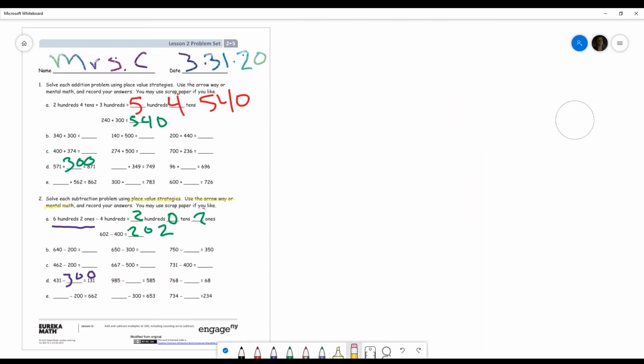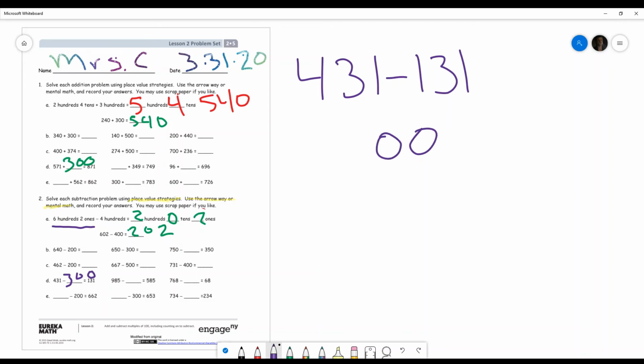Now, if you want to do mental math, let me write the problem up here. You kind of do the same thing, except look at your ones, you look at your tens, and you realize 1 minus 1 is 0, 3 minus 3 is 0, and then you look at your hundreds. 4 minus 1 is 3, and there you go.